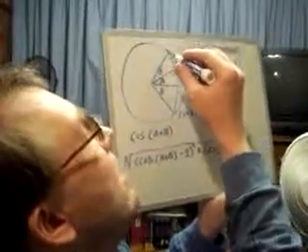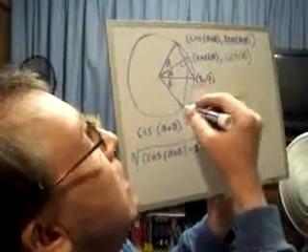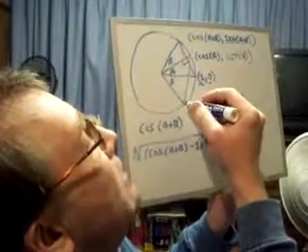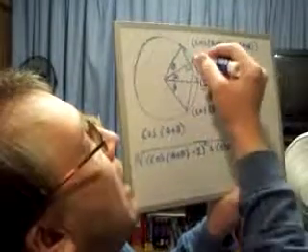Alright, now since we said that this length here is equal to this length here, we now have to give the distance formula equation for this line right here. How do we do that?